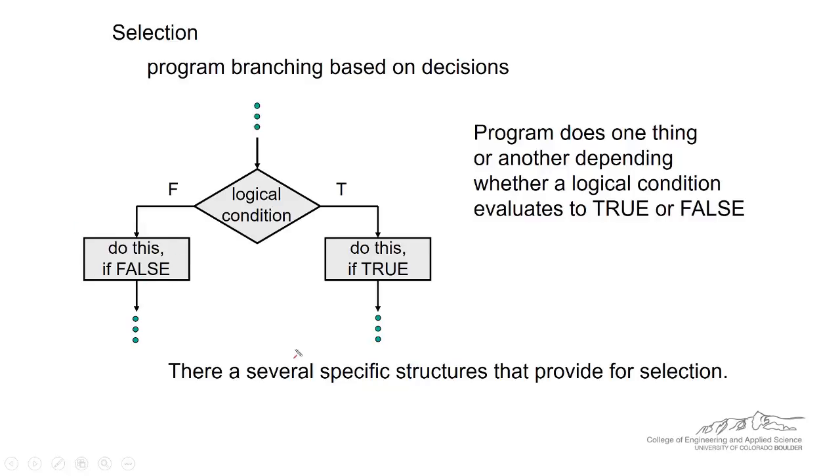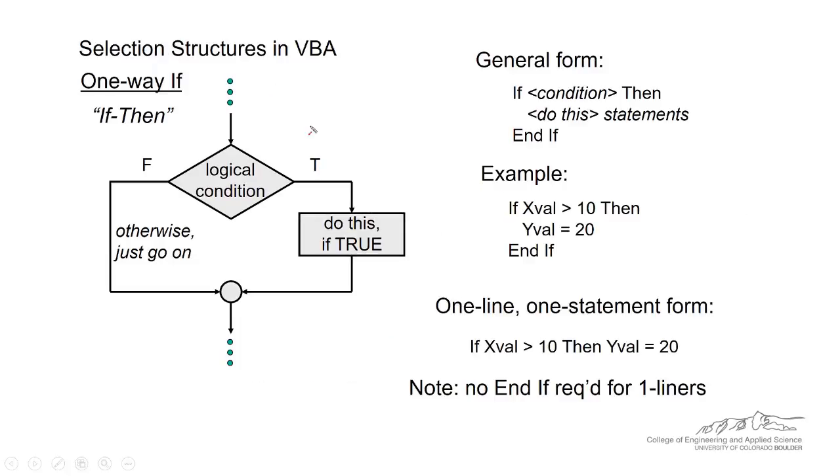There are several specific structures that provide for selection. In particular, we have a one-way if-then and a two-way if-then. So a one-way if-then looks like this, the flowchart elements. You come into it, you make a decision. If that decision is true, then you do something. If that logical condition is false, you do nothing. You just move along, and both of these come together at the end.